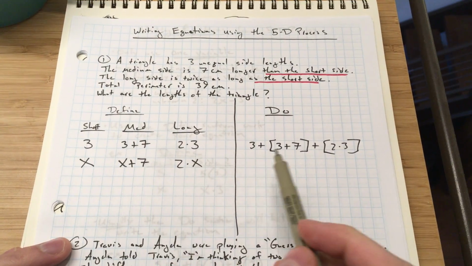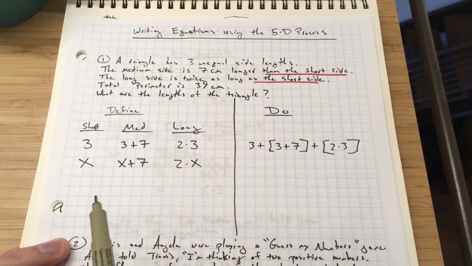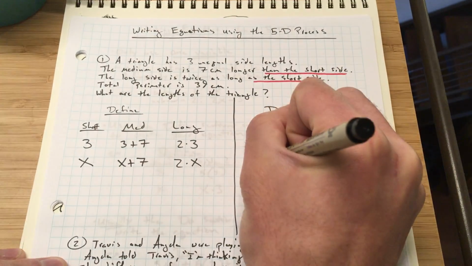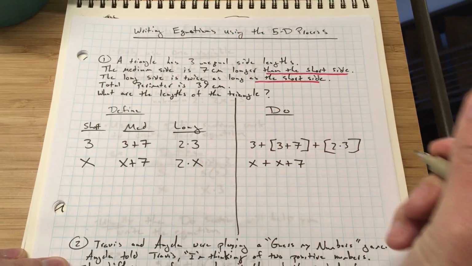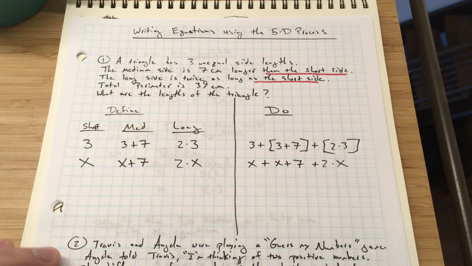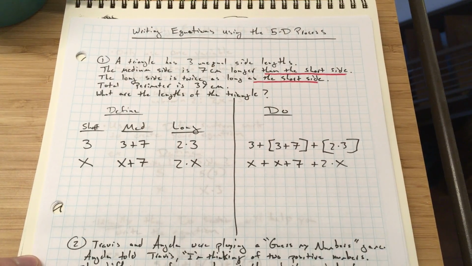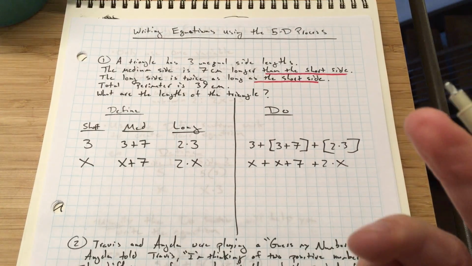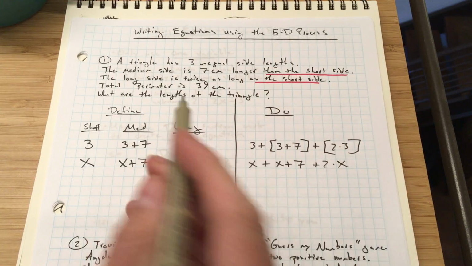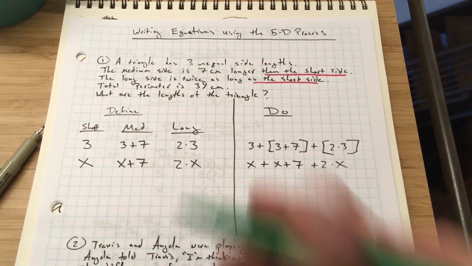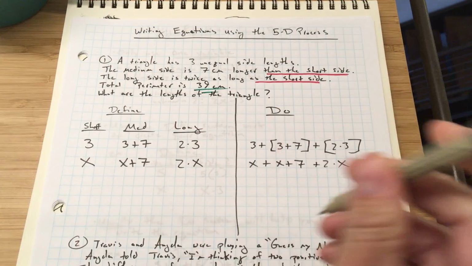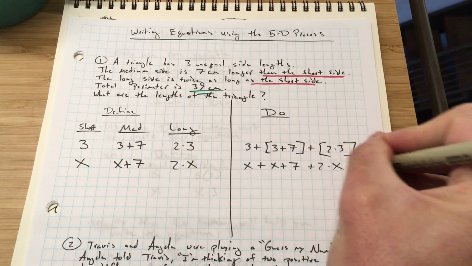Now to make my equation, I'm going to do the same thing, but I'm going to do it with the variables. So instead of 3, I'm going to write x. Instead of 3 plus 7, I'm going to write x plus 7. And instead of 2 times 3, I'm going to write 2 times x. I'm sorry, I didn't finish the equation. So there's my expression. Now, we know that we want this whole thing to be equal to what? Well, we want it to be equal to 39. So that's how we're actually going to make this equation. We're going to set it equal to 39.